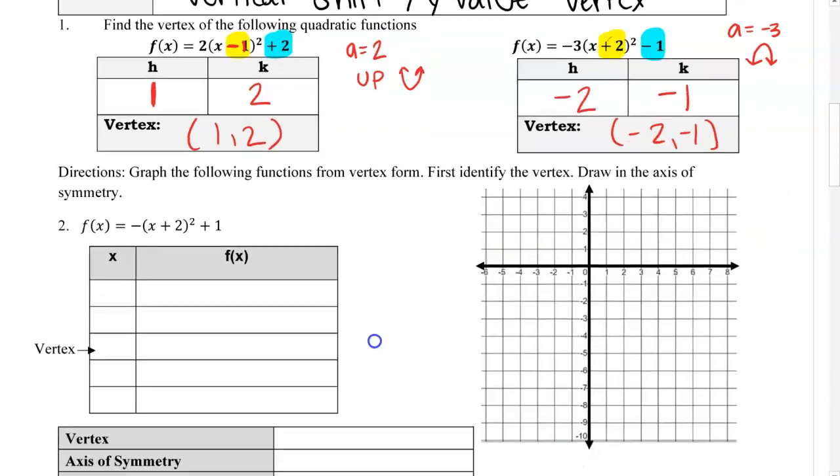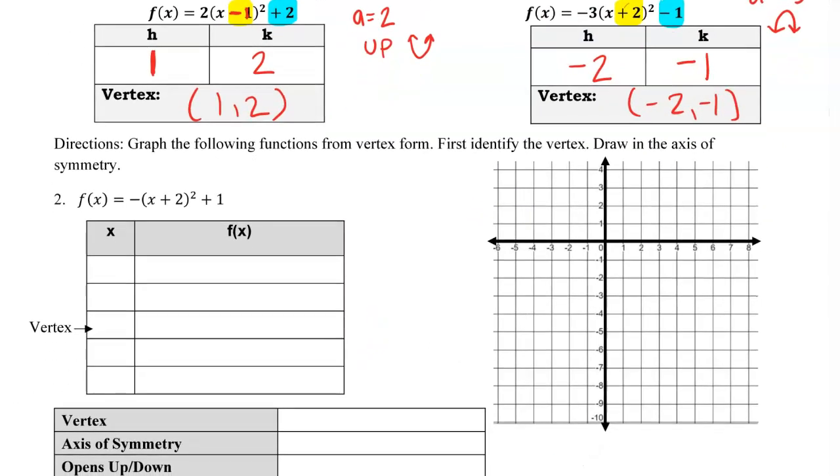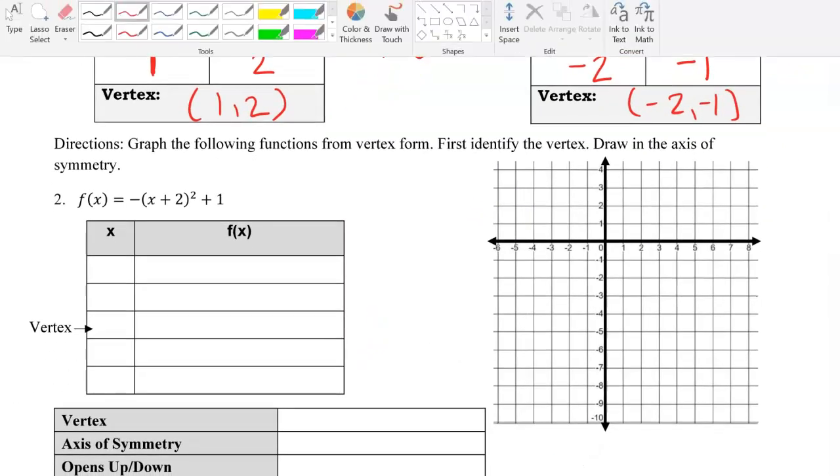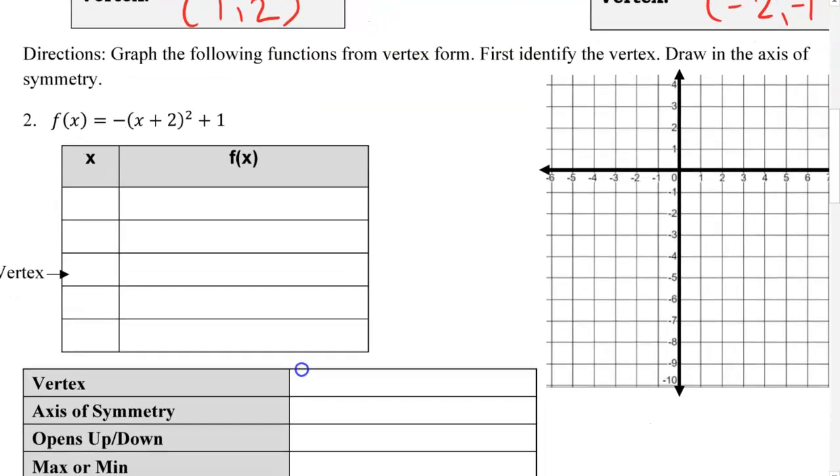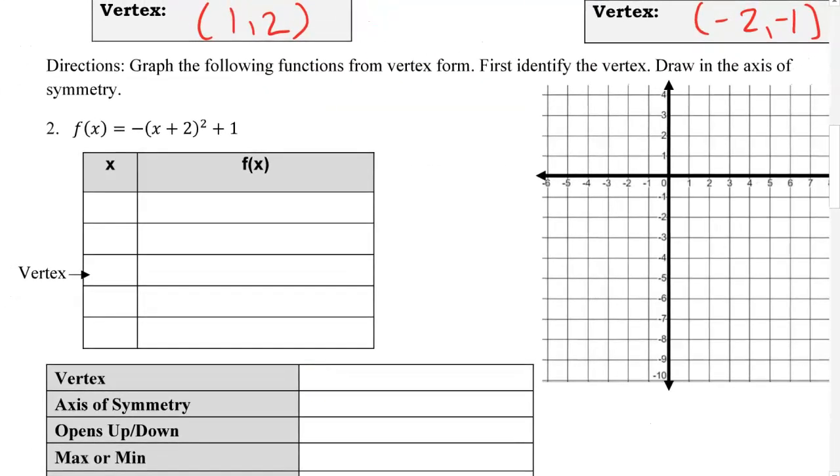The most important step in graphing in vertex form is to identify the vertex, because once we know the vertex, we can easily use reflection over the axis of symmetry. So first I'm going to find the vertex. Remember, for the vertex, we look by the x and we look by the y. Because this looks like a +2 in our formula, we want to make it a -2 for the x value of the vertex and a +1 for the y value.